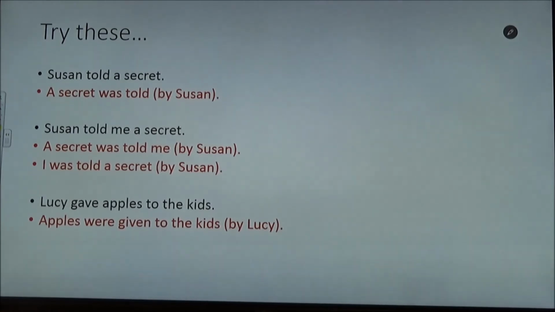Apples were given to the kids. Or the kids were given apples. Now isn't that nice? We have two possibilities. Why is that? I'll tell you.